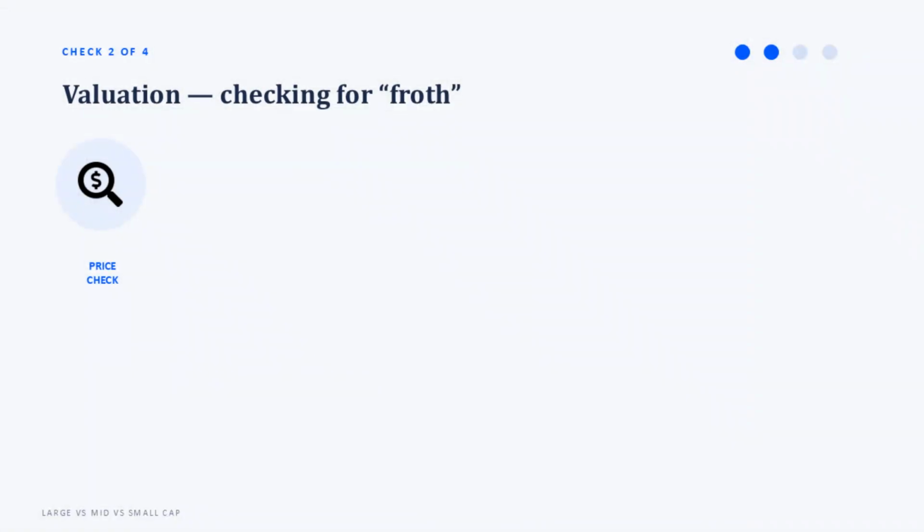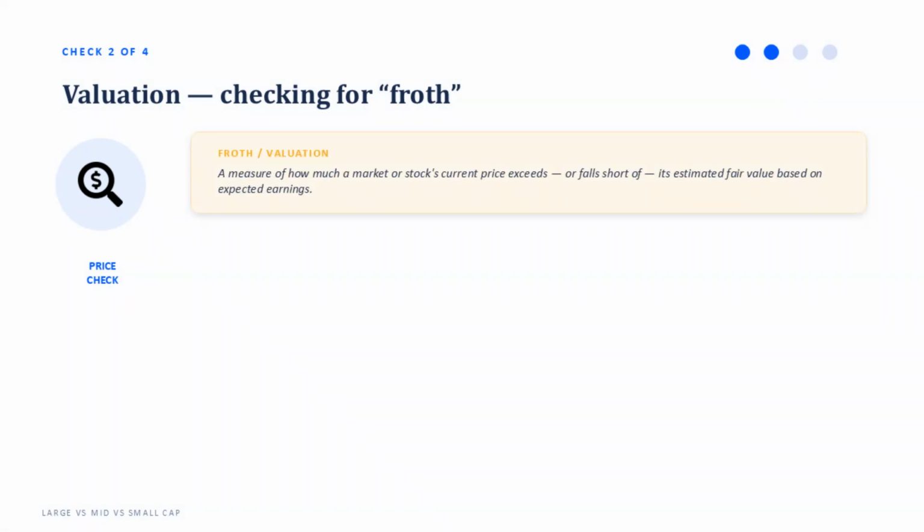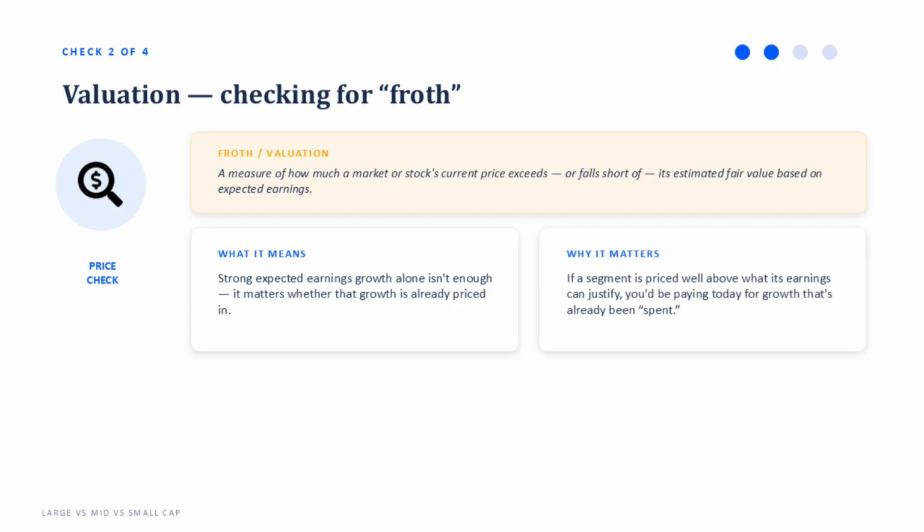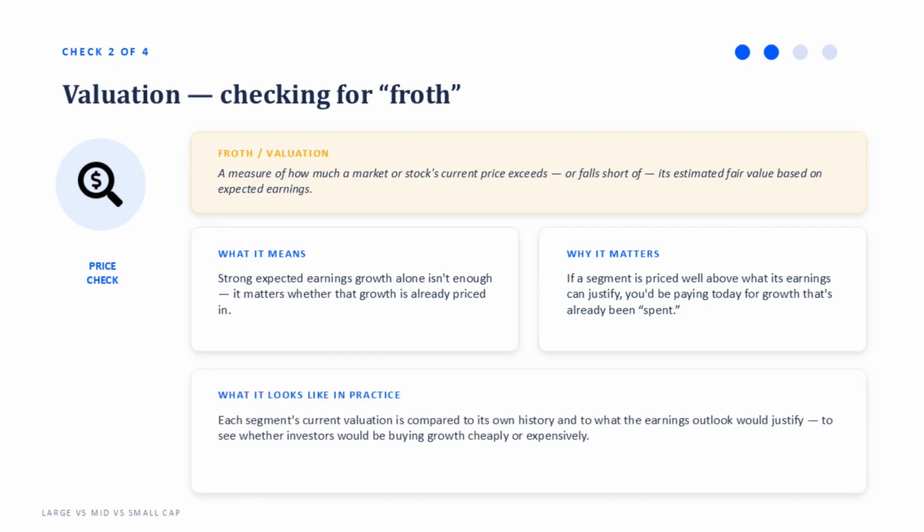Check 2. Valuation, or what's sometimes called froth. Froth is simply a measure of how much a market or stock's current price exceeds or falls short of its estimated fair value based on expected earnings. This check exists because strong earnings growth alone isn't enough. If a segment is already priced well above what its future earnings can justify, you could be paying today for growth that's already been spent. So allocators compare each segment's current valuation to its own history and to what the earnings outlook would justify to see whether they'd be buying growth at a reasonable price or an expensive one.